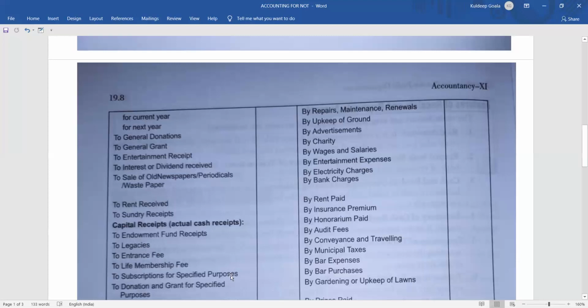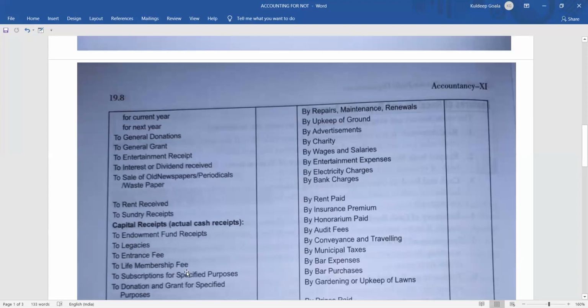Then coming to the next one, entrance fees. To get entry into any club or organization, you have to pay this money. Generally, in the CBSE board, entrance fees will be considered a revenue receipt, so don't take it under capital receipt. Remember that it will be taken as revenue receipt until and unless the question tells you to treat it as capital receipt. If the question tells you to treat it as capital, then you will do it as capital. Otherwise, every time, revenue.